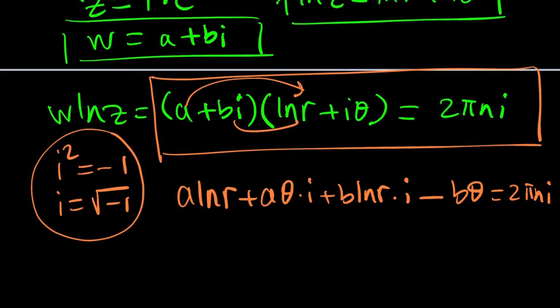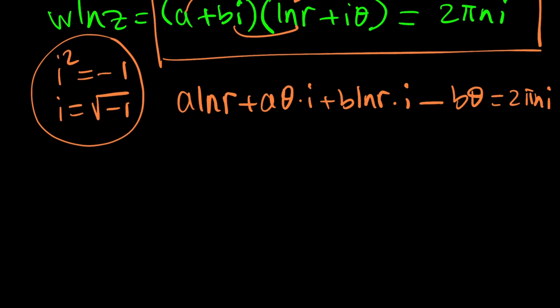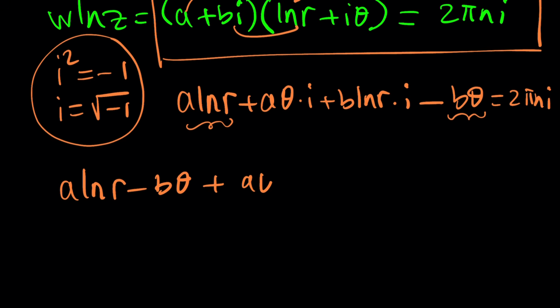So far, so good? Now, here's what we're going to do. We're going to put the real parts together and the imaginary parts together, so we can compare: a ln r minus b theta, plus a theta plus b ln r. That will be the imaginary part of our complex number.